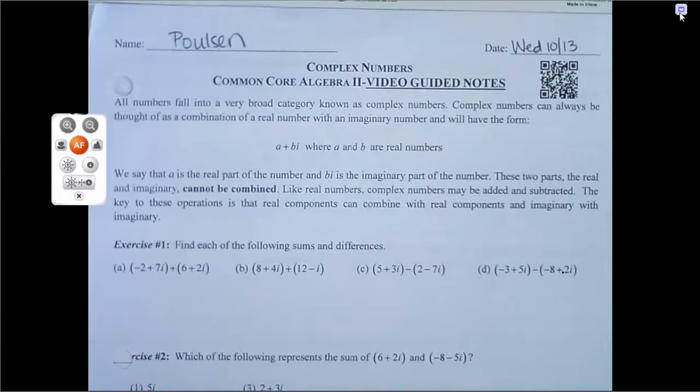Like real numbers, complex numbers may be added and subtracted. The key to these operations is that the real components can combine with the real components and the imaginary can combine with the imaginary. Let's try some. So in exercise 1, we'll find each of the following sums and differences. So again, just like in our real number system, we combine like terms.